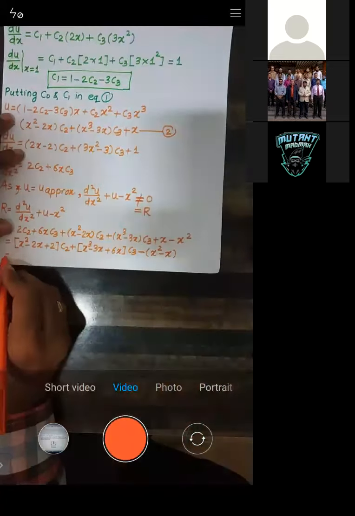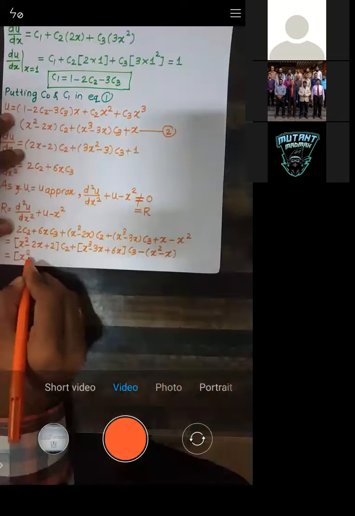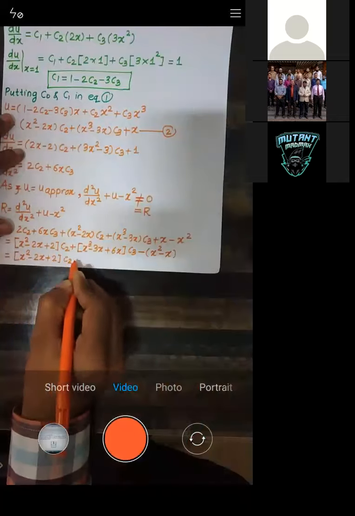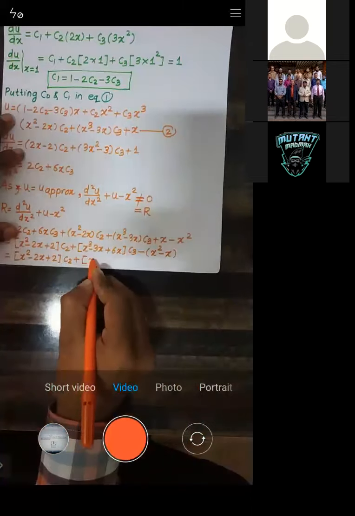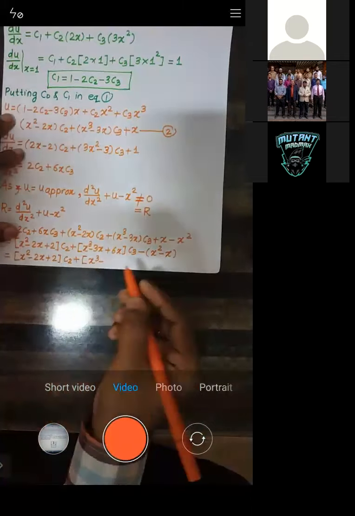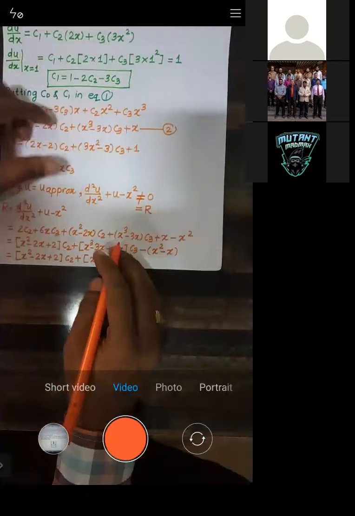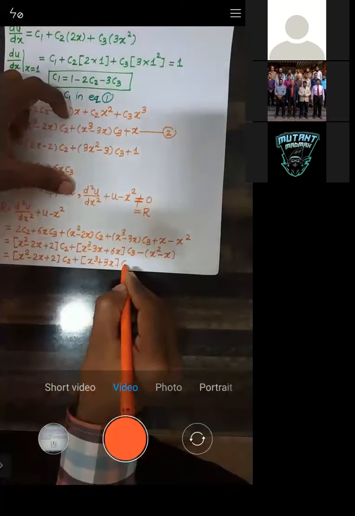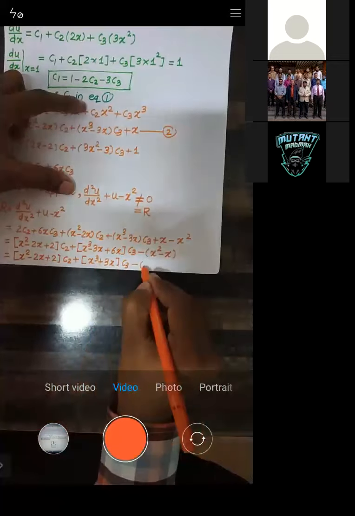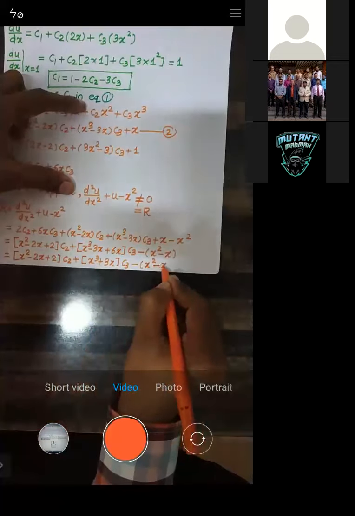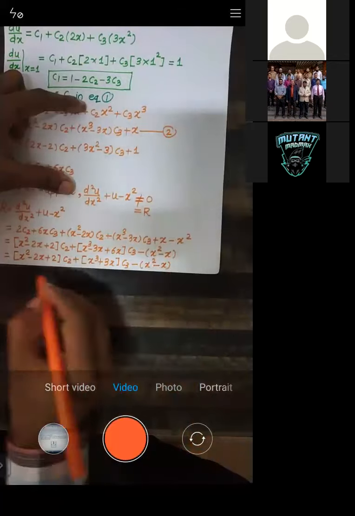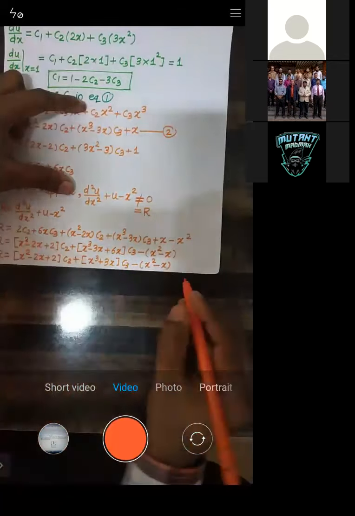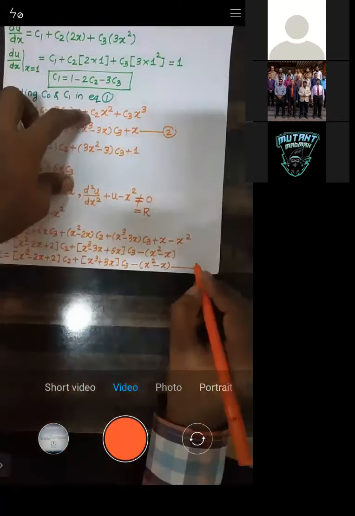So this becomes x square minus twice x plus 2 c2, plus I'll just write down x cube. You can see this 6x minus 3x is plus 3x c3, minus x square minus x. So this is the equation which we have got. Let me call this equation number 3.